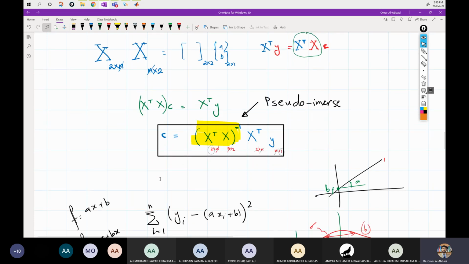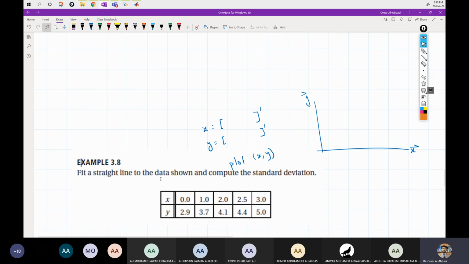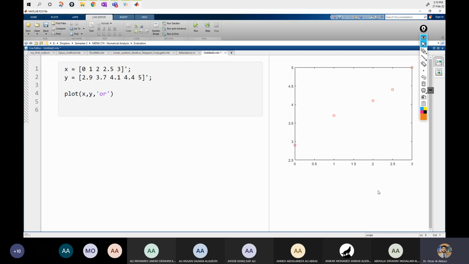Okay, A and B. So first of all, let us decide the following. Do we want to see the function that we want to fit? Is it A plus BX or AX plus B? For the time being, let me pick A plus BX. Let us pick this format. Let's switch to MATLAB again. So guys, N is the number of points. How can we define N?